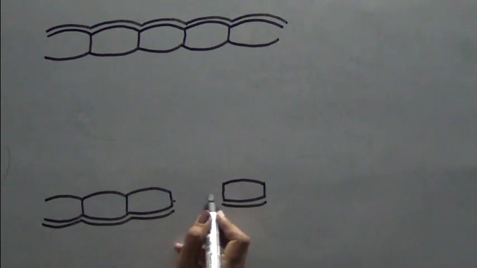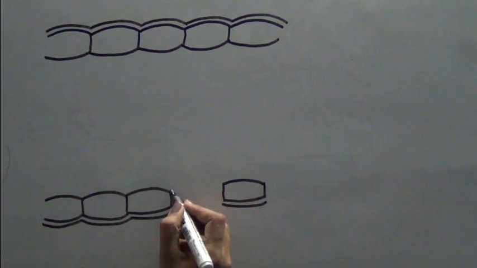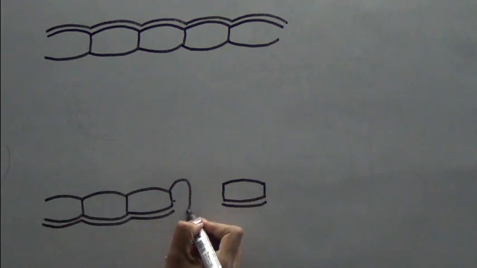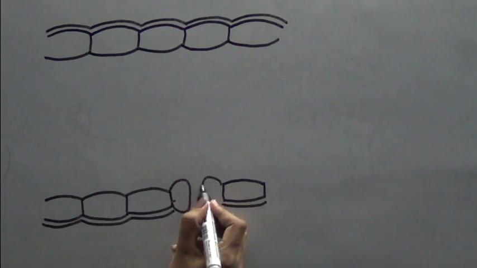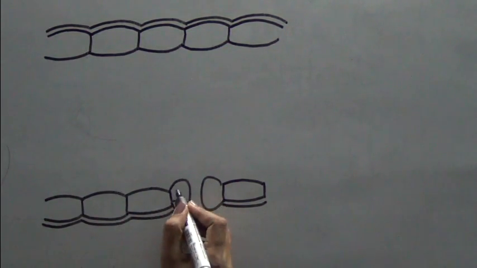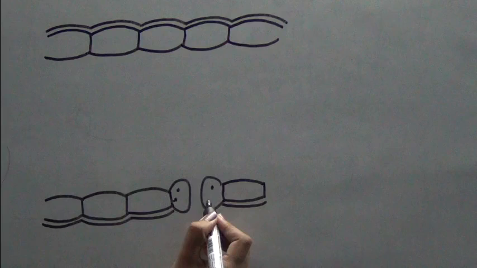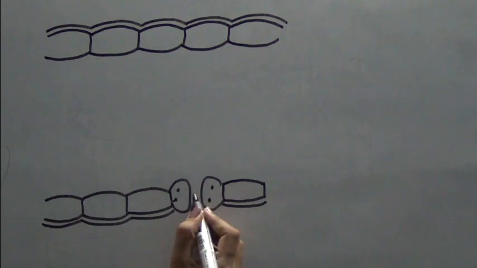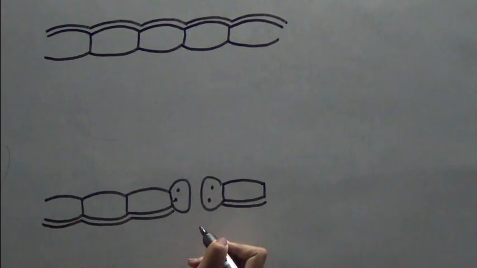Now, why have we left this space? Definitely to make stomata. We know stomata are most abundant on the lower epidermis. So these are the 2 guard cells. Guard cells are the only epidermal cells which contain chloroplast, and the gap is called stomata.